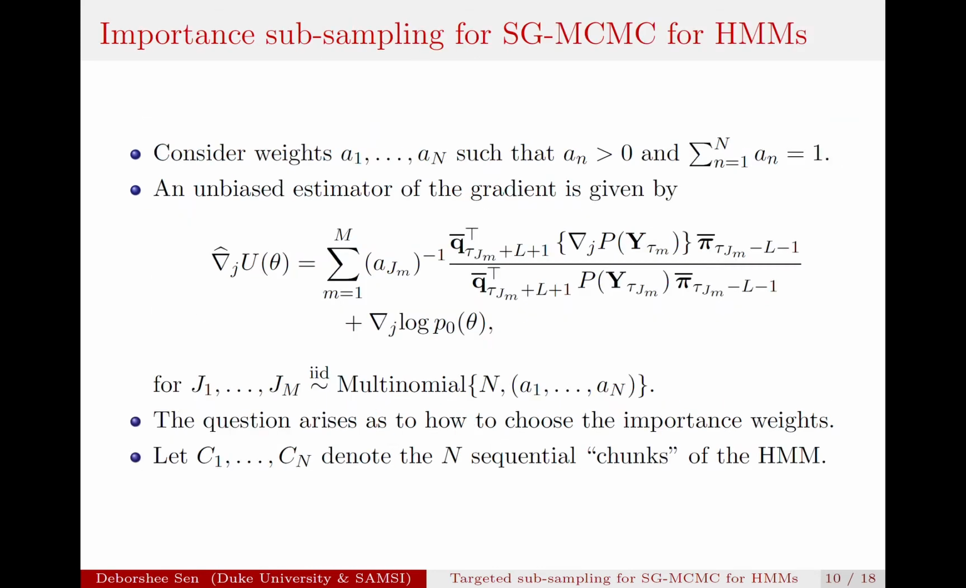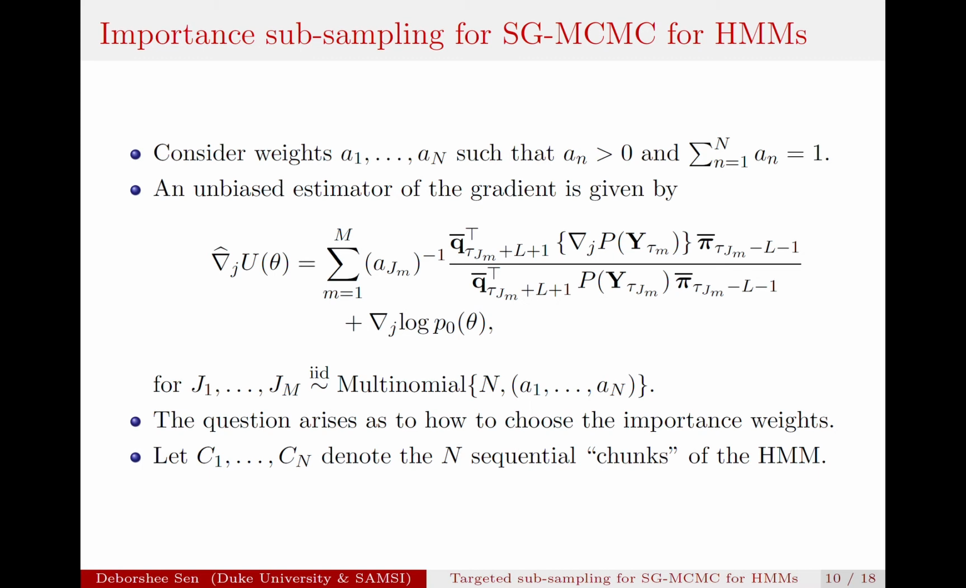Okay. So I'll just talk about importance sampling. I'm just going to formalize it slightly in a better way, so just write it in terms of weights. Suppose you have weights a1 to an, which sum to 1 and are positive, then an unbiased estimate of the gradient. This is just as before, where instead of 1 by p of jm in the subsample, I just wrote it as the weights, which is this quantity. So the question is, how do you choose the importance weights?